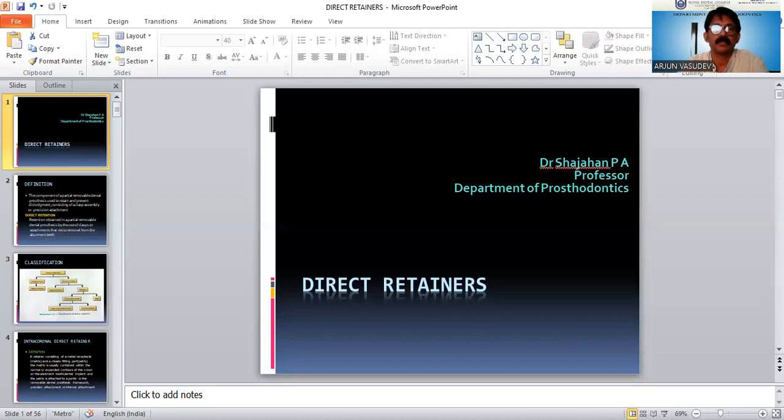But these types of intracoronal retainers are contraindicated in certain situations like presence of a large pulp. In such situations, it is very difficult to prepare the crown for making a bed for your male component.